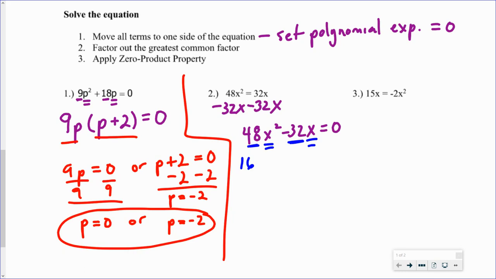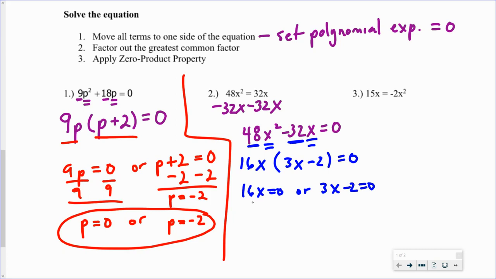X squared and x, the common factor would be x. So 48x squared divided by 16x is 3x, and then negative 32x divided by 16x is negative 2. Again, now we're at a point where we can apply the zero product property. So we're going to take each factor and set them equal to 0.